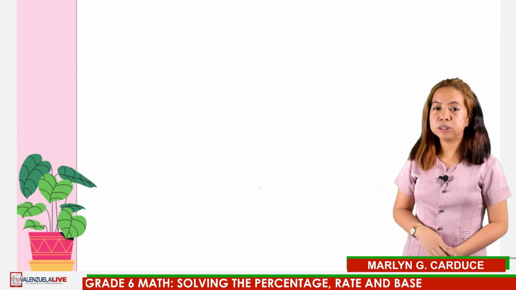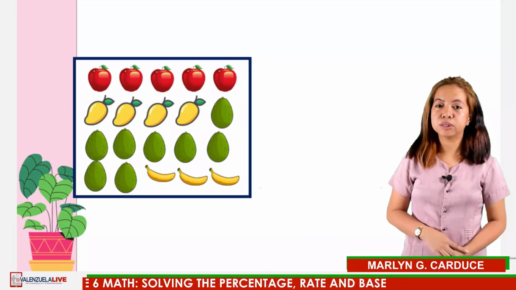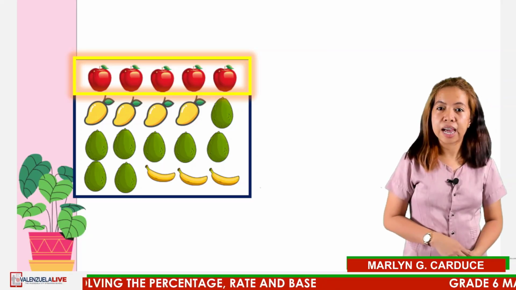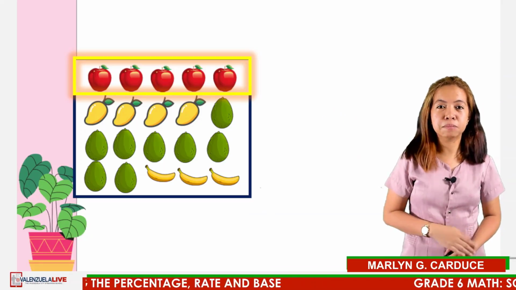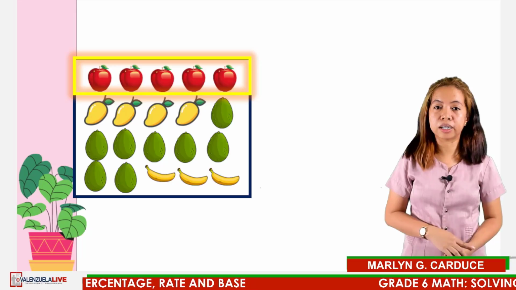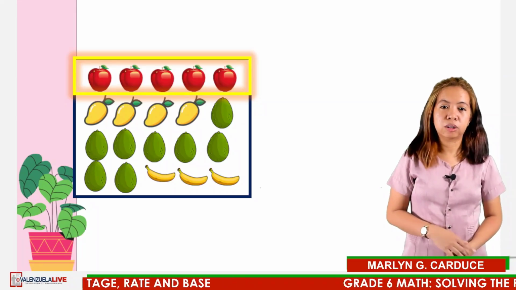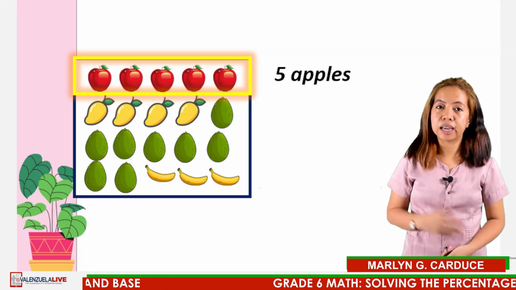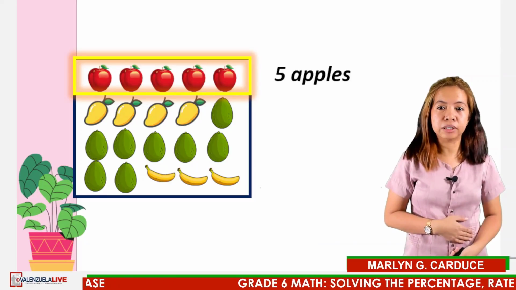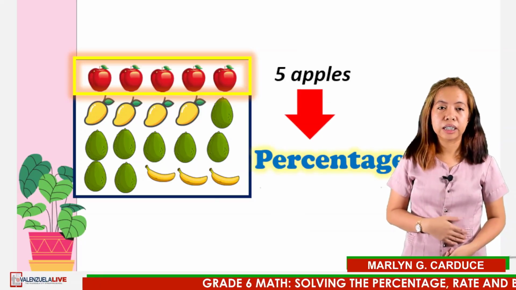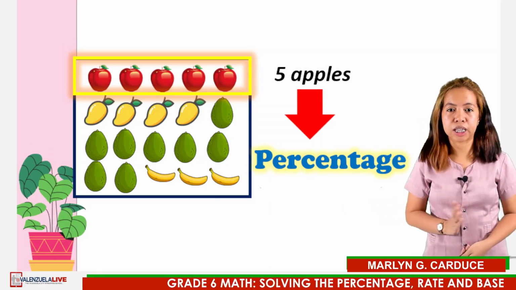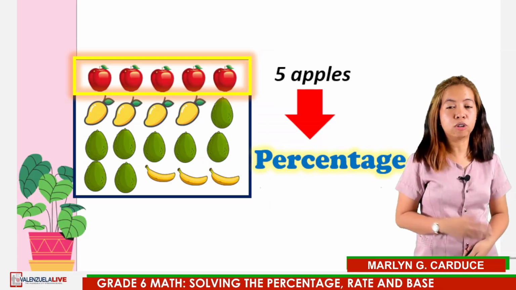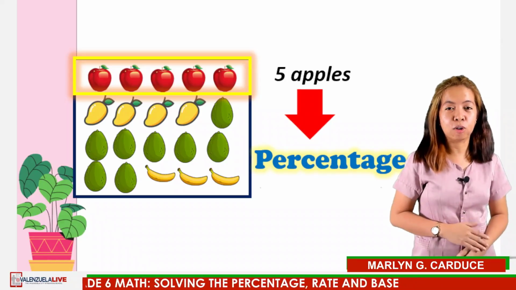So going back again to the fruits in the basket. If there are 20 fruits in the basket and 5 of them are apples, as shown in the illustration, the number of apples represents the part of the whole number of fruits. So in this illustration, the 5 apples can be called the percentage, because percentage is the number or the amount that represents part of a whole.